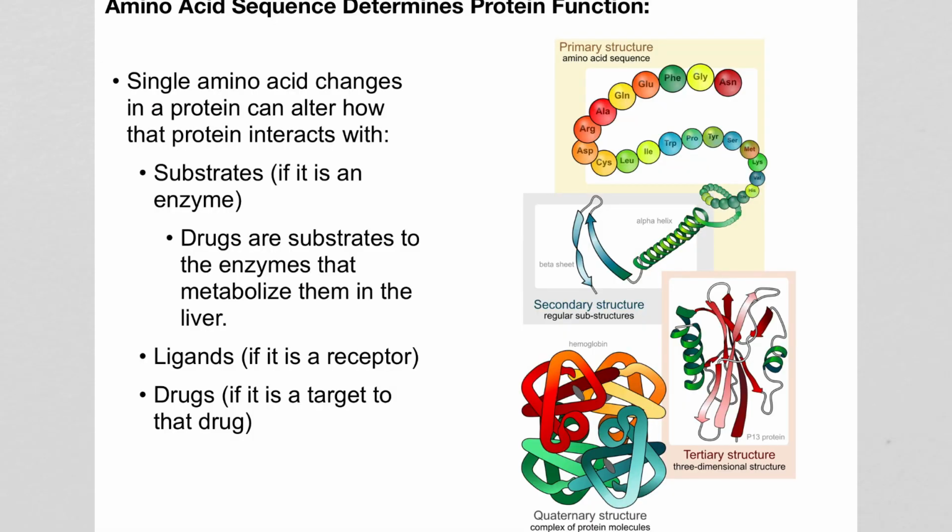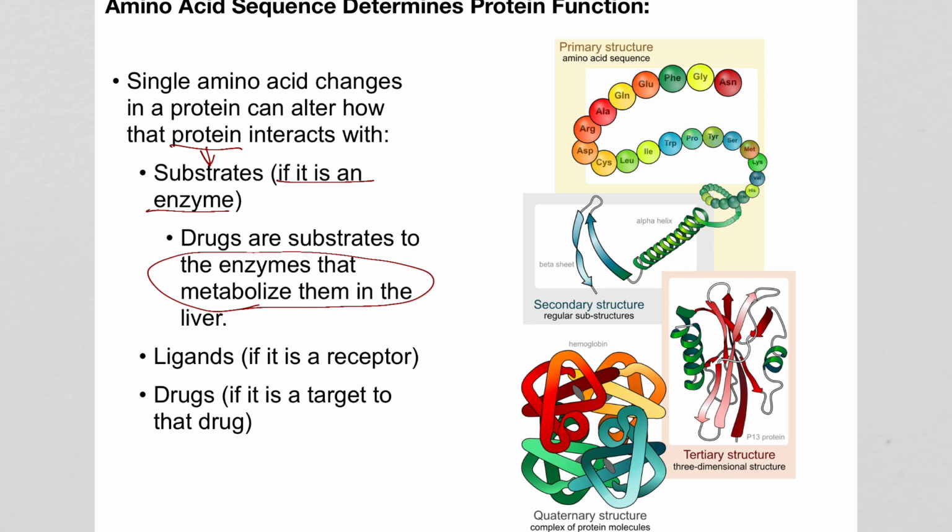So let's think through some possibilities of how this could connect to pharmacogenomics. Remember, enzymes and receptors and all sorts of other protein structures are most commonly our targets for drugs. So if a single amino acid changes the structure of a protein, it could change how that protein interacts with substrate molecules if our protein in question is an enzyme. Right? Drugs are almost always the substrates for enzymes at some point because that's how they're metabolized and eliminated from the body. If you didn't have enzymes degrading the drug, then they would just never go away and you wouldn't even have a half-life.